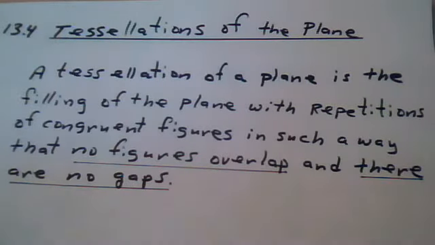Tessellations of the plane. Another way to word this is tiling of a floor. When you tile a floor, a flat surface, you're tessellating a plane. A tessellation of a plane is the filling of the plane with repetitions of congruent figures in such a way that no figures overlap and there are no gaps.